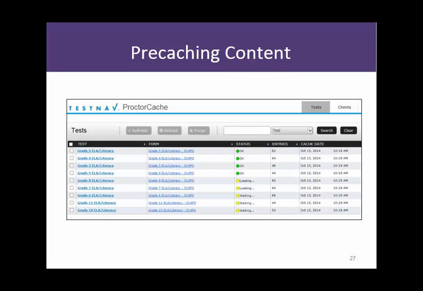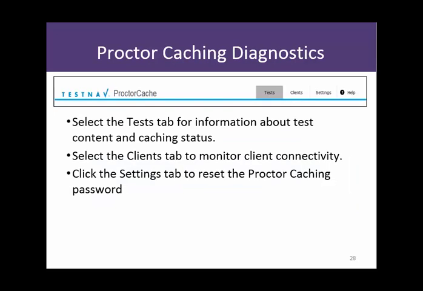Once you have done those steps and selected your tests, you will watch your installer as your forms are downloaded. You will get green OK buttons. You'll get yellow loading or yellow waiting buttons while it's in queue, and at the end, the status symbols for all forms should be the green OK button. You can check on your diagnostics by clicking on the Test button. Select the Test tab for information about test content and caching status. You can go to the Clients tab to monitor client connectivity, and you can click on the Settings tab to reset your Proctor Caching password if needed. There is a default password that's listed in the guide as well.